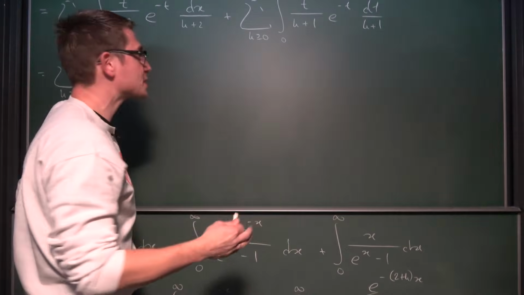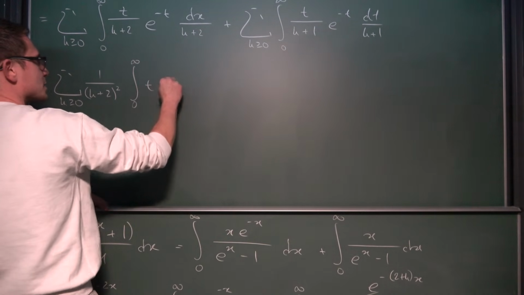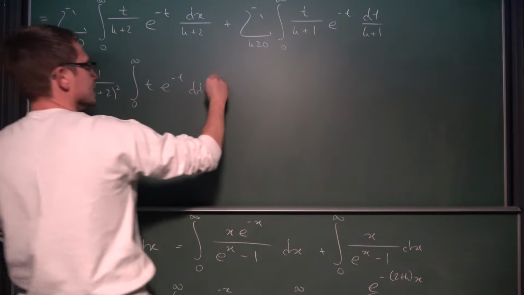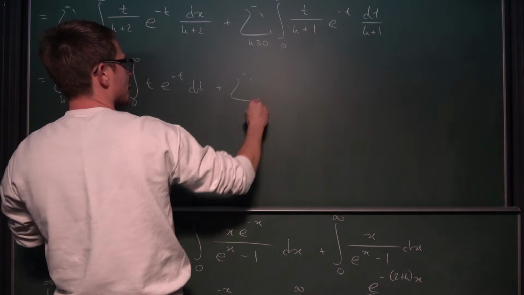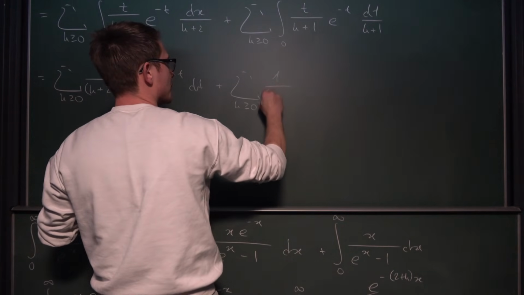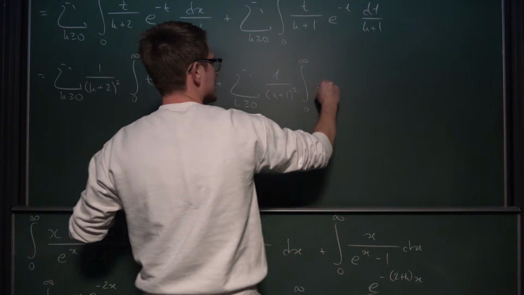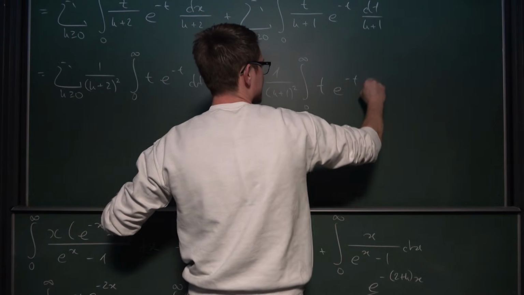And all of this times the very same integral, which is going to resolve in t times e to the negative t dt. So let me write the last part out too real quick. The sum for k greater or equal to 0 of 1 divided by (k plus 1) squared, times the integral from 0 to infinity of t times e to the negative t dt.